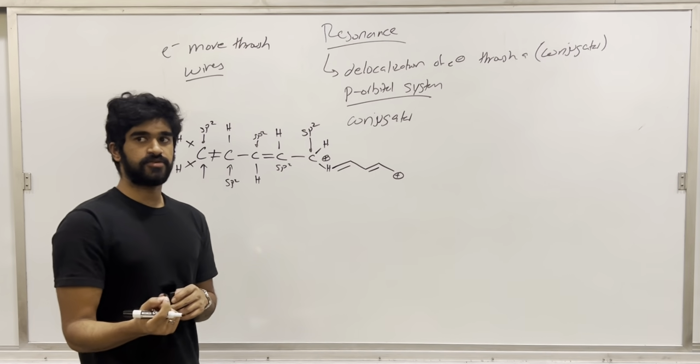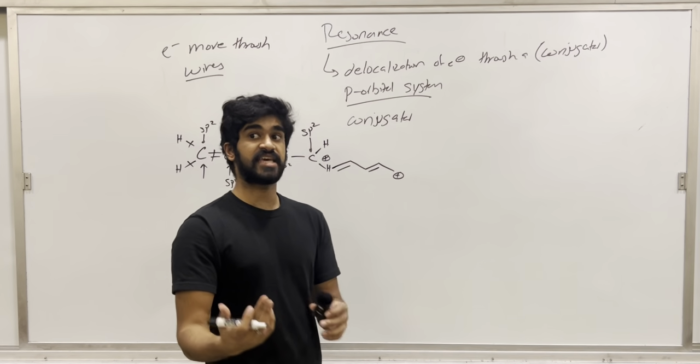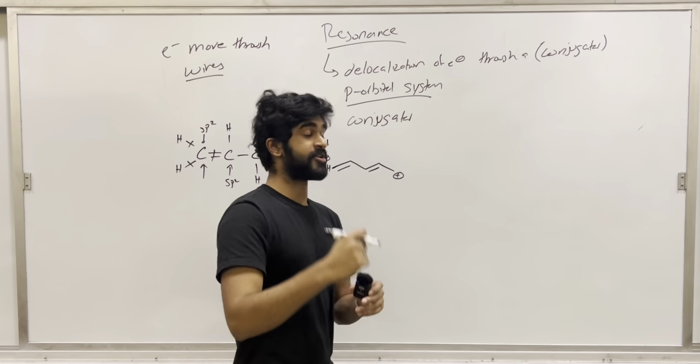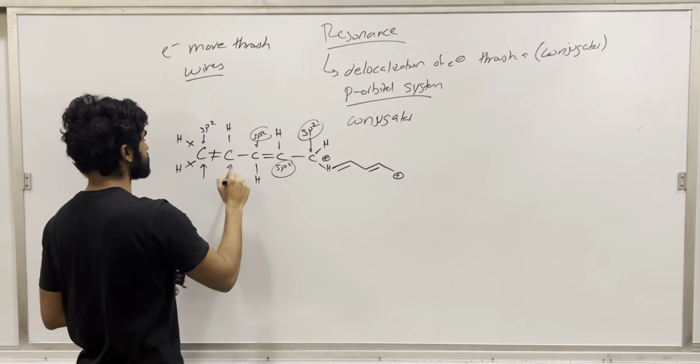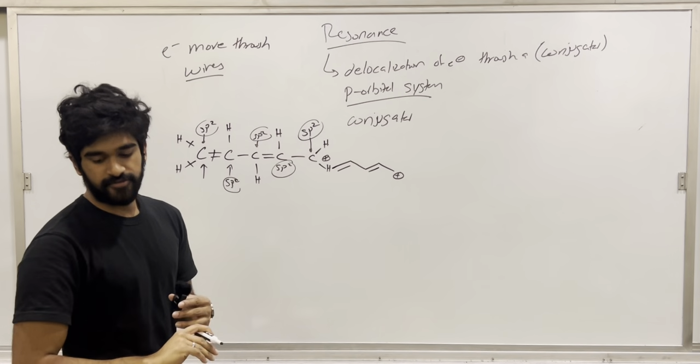And if it is sp2, that means the carbocation has what? It has a free p orbital. So this has a p orbital, and that has a p orbital, so does that, and so does that, and so does that. One for each of them.